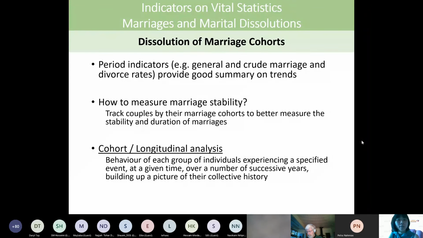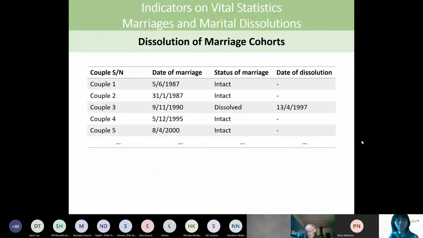In essence, we matched marriage and dissolution data at record level. What I'm going to show you today is how the database looks like at the end. So we have records of married couples and information on whether their marriage is still intact or has been dissolved. If the marriage has been dissolved, there will be information on when the marriage was dissolved.